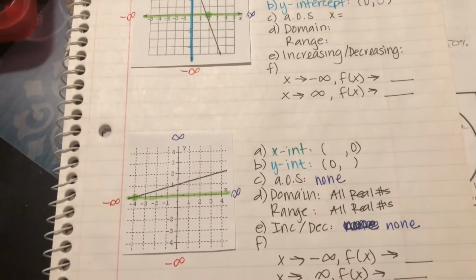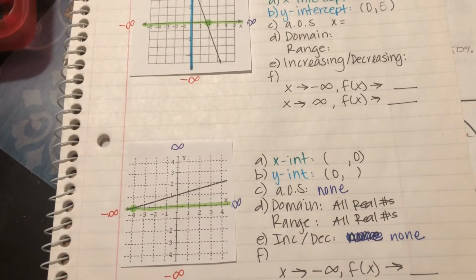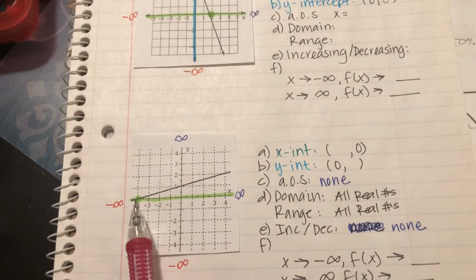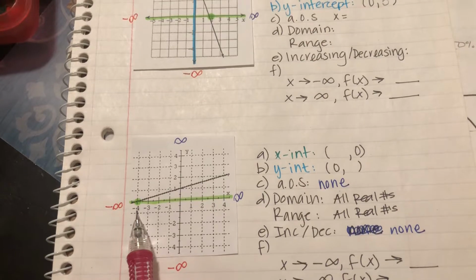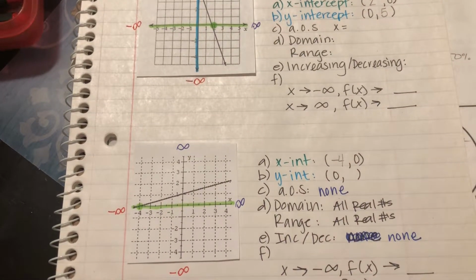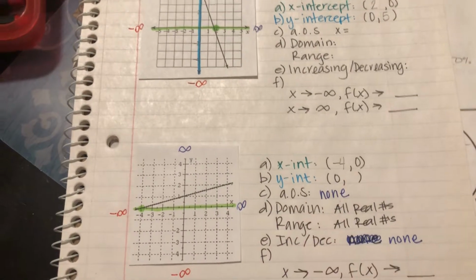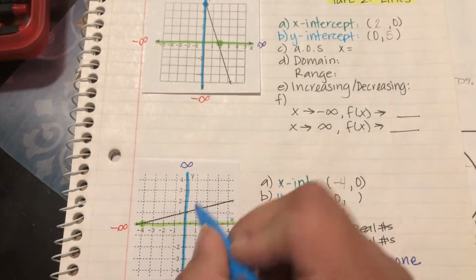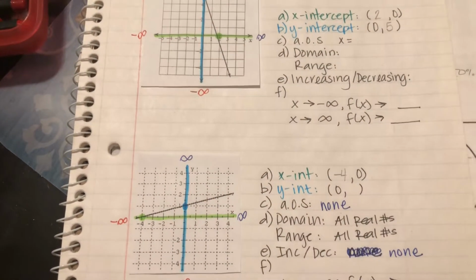Okay, I have another graph down here just to try to do 2 examples for you guys. X-axis, where is this touching? At -4. That is my x-intercept. Y-intercept, y-axis, where is this touching? Right here at +1.